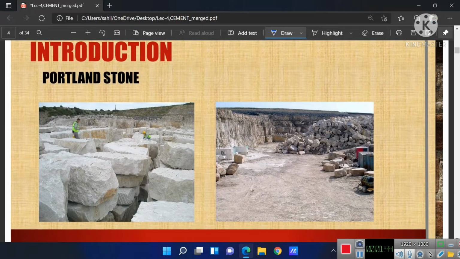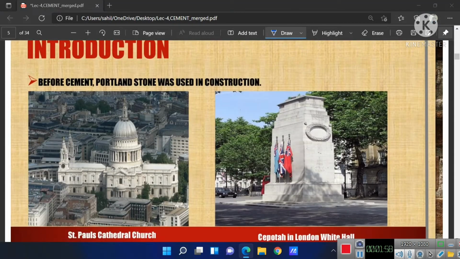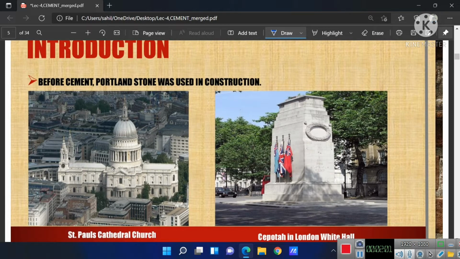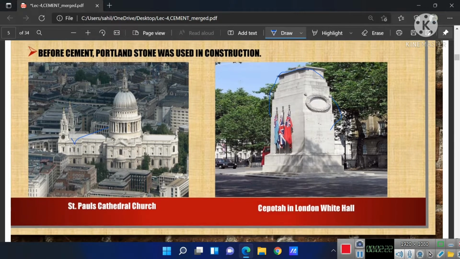In this picture you can see that Portland stone is being excavated from the mines, and UK is a major producer of Portland stone. Before cement was used, Portland stone was used for construction purposes. In this picture you can see that Portland stone is used for construction, and in this picture also. And this is a very popular building, which is known as St. Paul's Cathedral Church.